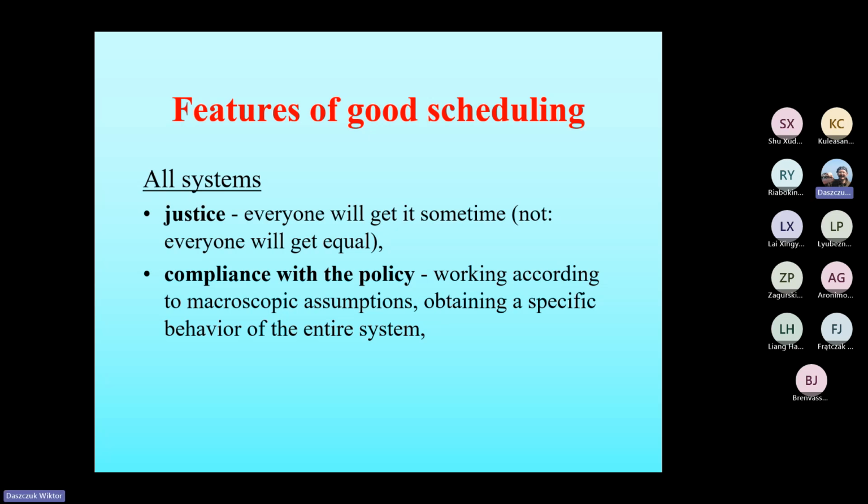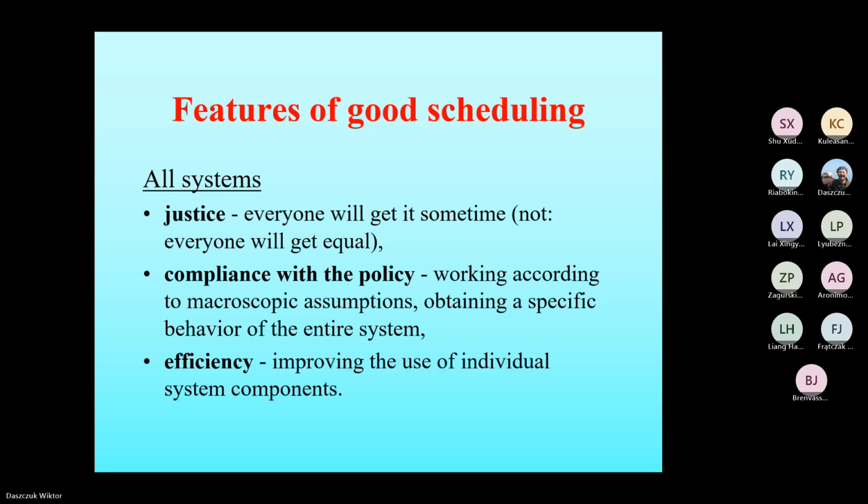So we impose some macroscopic properties on the system, and the scheduler should treat the processes to match the general assumptions of the computing system. Oh, efficiency, of course, it is important. If we can choose between less and more efficient, we always choose the more efficient allocation strategy.